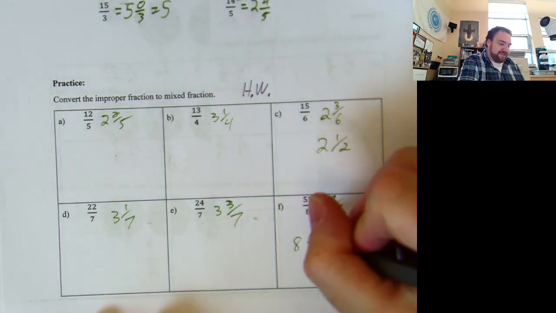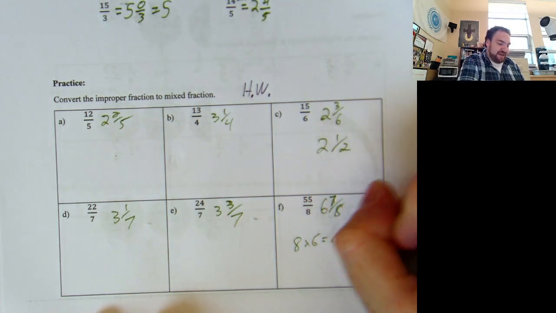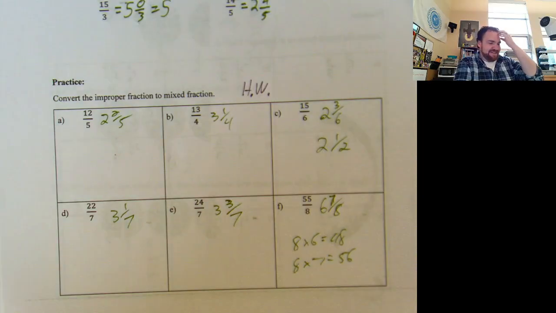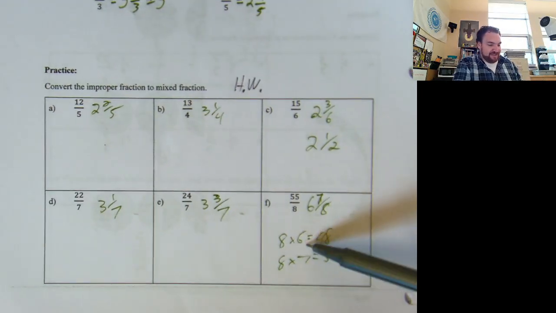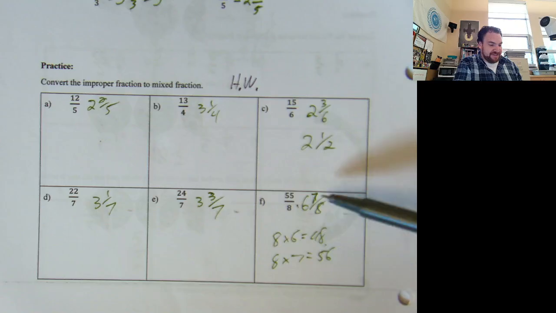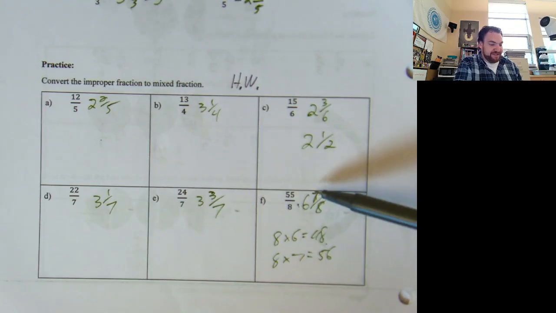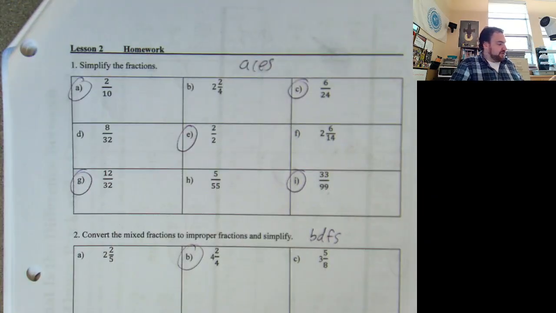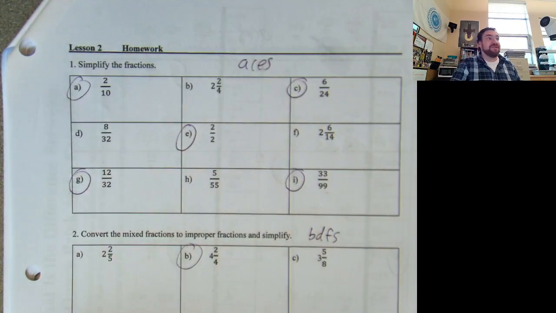So 8 times 6 is 48. 8 times 7 is 56. It's 9 times 6 is 54 that I always screw up. So 8 times 6 is 48. There's your holes. And 55 minus 48 is 7. So it would be 6 7/8. We both made a mistake. Okay. Flipping the page. Unless there's other questions.